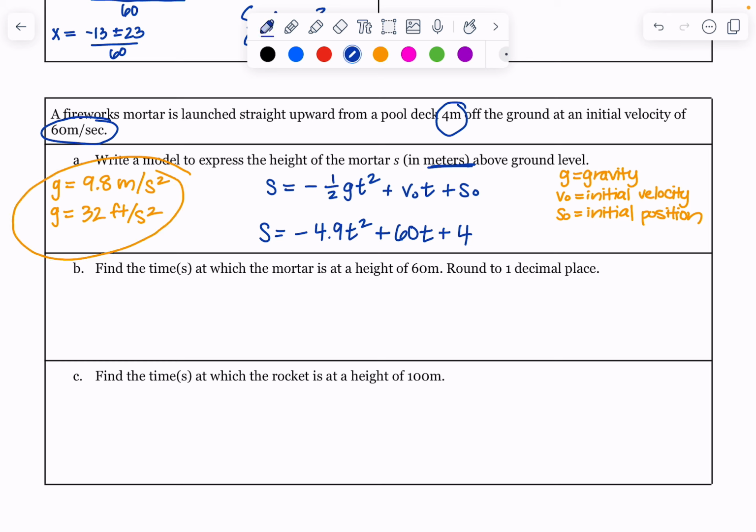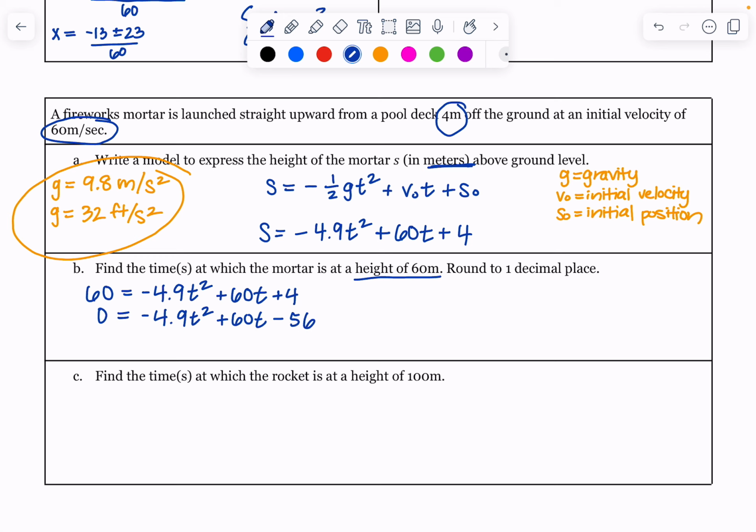All right, for the next question, it says find the times at which the mortar is at a height of 60 meters, round to 1 decimal place. So we're going to take 60 equals negative 4.9 t squared plus 60t plus 4. So I need to subtract 60 to get a 0 on the left side. So we've got negative 4.9 t squared plus 60t minus 56.